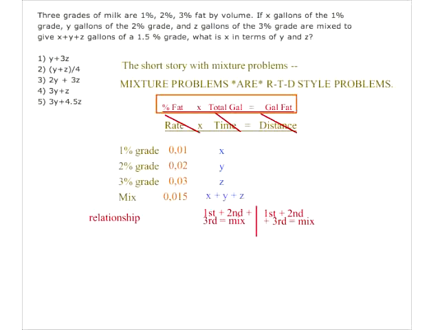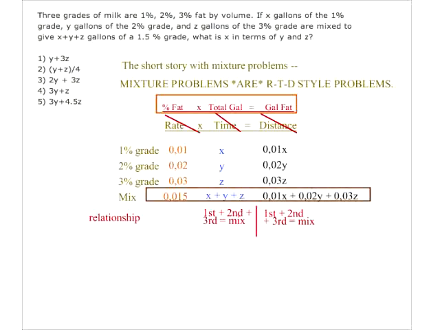Then you just do your multiplication. That's 0.01X, that's 0.02Y, that's 0.03Z, and you can also add those. This time your leftover relationship would actually be the R times T equals D, because you haven't used that yet here. That's a new twist. Well, it's not rate and distance anymore; this times that equals that. So 0.015 times X plus Y plus Z equals 0.01X plus 0.02Y plus 0.03Z. And then you just solve.